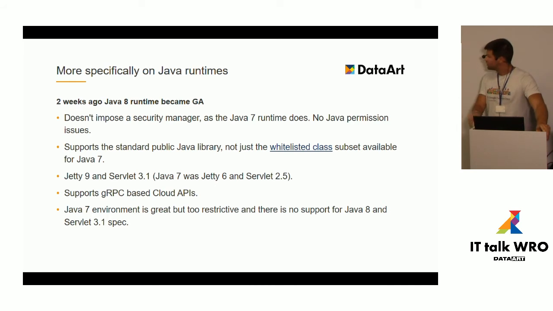More specifically on Java runtimes, because I'm a Java developer and this is the runtime which I work with on a daily basis. Two weeks ago, Google made an announcement that now we have a Java 8 runtime, which became generally available. It means that it's no longer in beta status, and that's cool. Before that, the only option for Java on AppEngine was the Java 7 environment. It was a really restrictive environment. There was a pack of whitelisted classes that you could use.